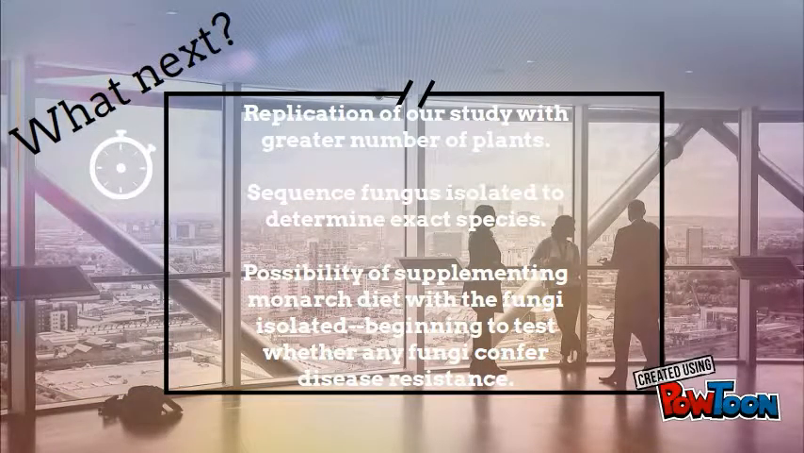So, what are our next directions? We would like to replicate our study with a greater number of plants and sequence fungus that we isolated. In the future, we could possibly supplement monarch diet with the fungi isolated, beginning to test whether any fungi could confer disease resistance.